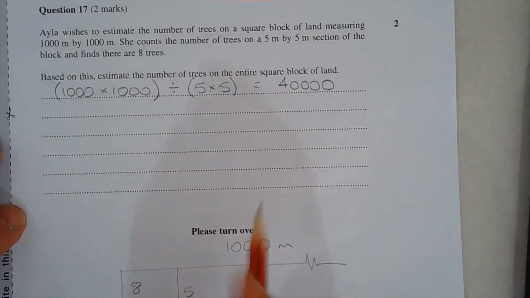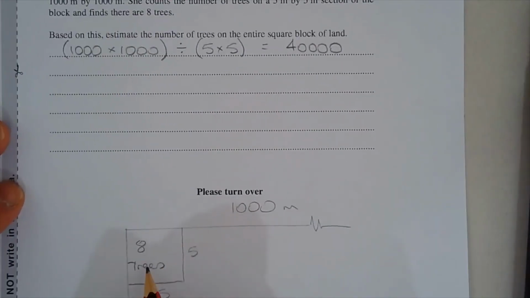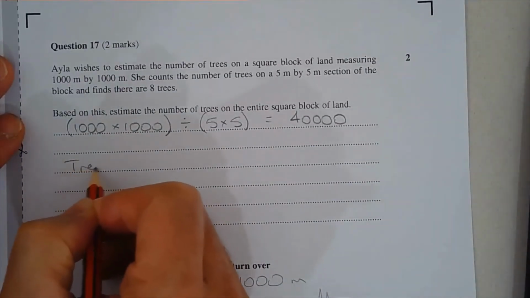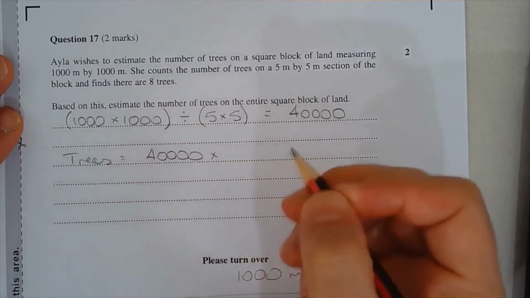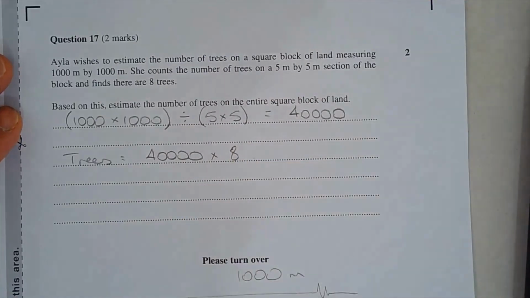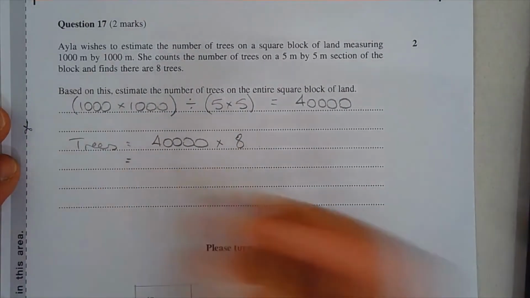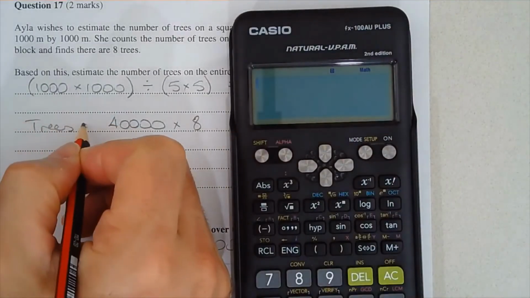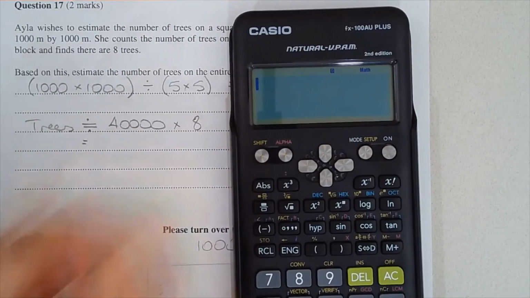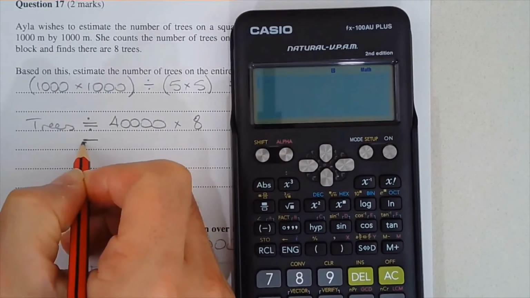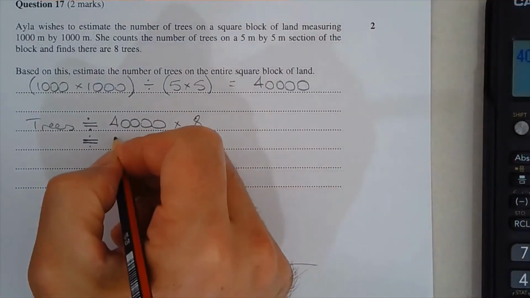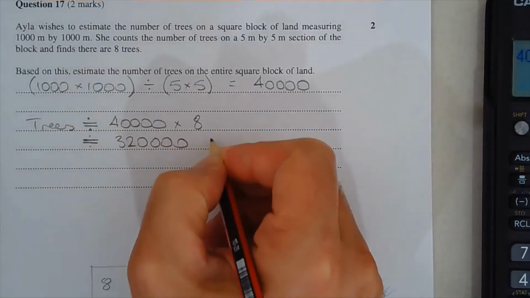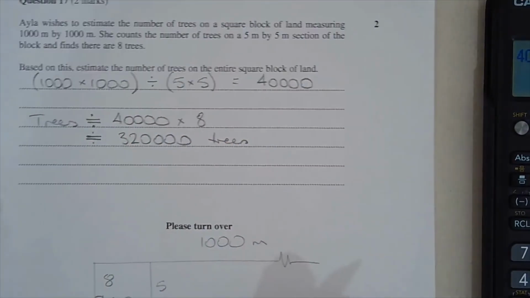Now, how many trees are there? In a 5 by 5 square, there are 8 trees. We've got 40,000 of those 5 by 5 meter squares, and each one has 8 trees in it. I should say more accurately that the number of trees is really an estimate. So 40,000 times 8 is 320,000 trees, estimated.